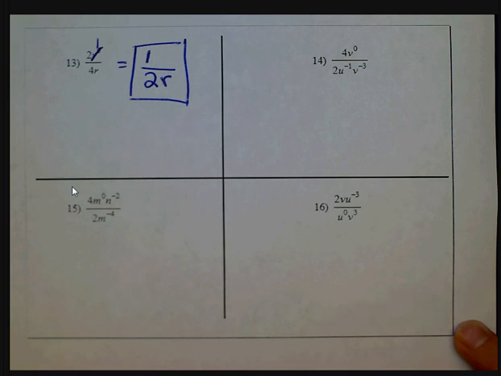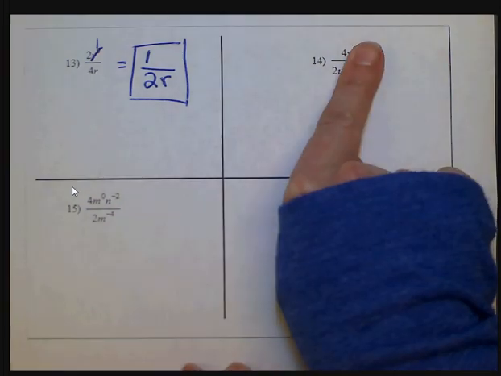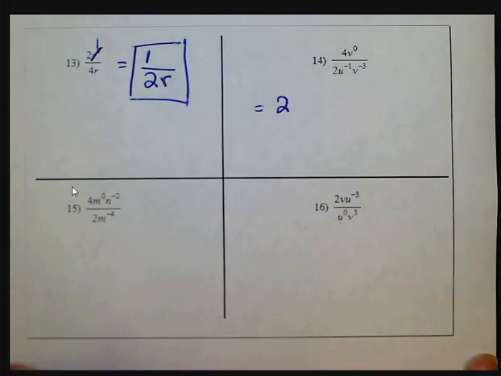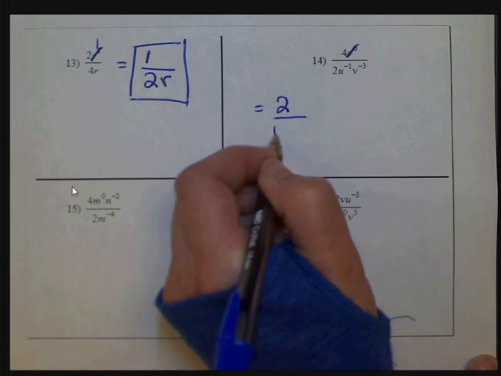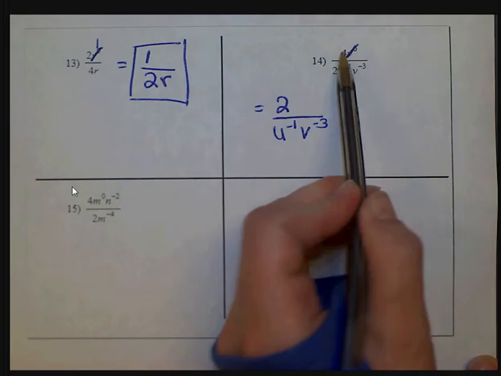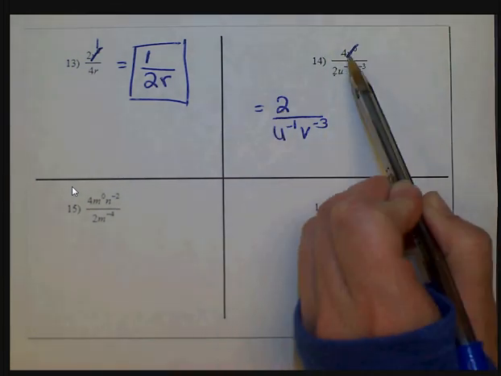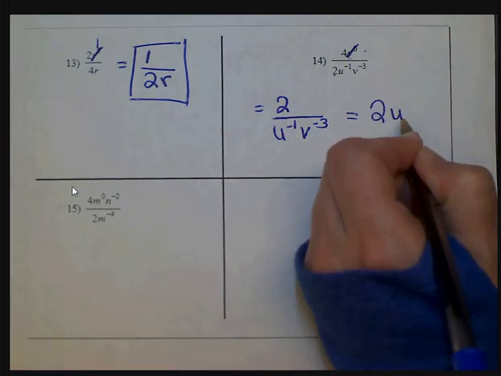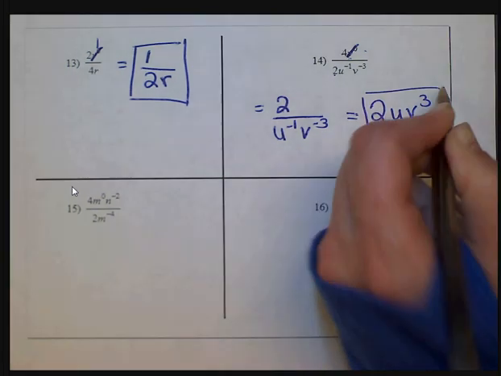All right, number 14. I look at my numbers. 4 divided by 2 is just a 2, so 2 goes on the top of the fraction. A v to the 0 power goes away because it's just a multiplied by 1. Now on the bottom, I still have that u to the negative 1, v to the negative 3. As I took the 4 divided by 2, that gave me 2. The v to the 0 went away, so I'm still left with the negative exponents on the bottom. So remember, when you have negative exponents on the bottom, to make them positive, you have to move them to the top. So this becomes 2uv to the third as your final answer.